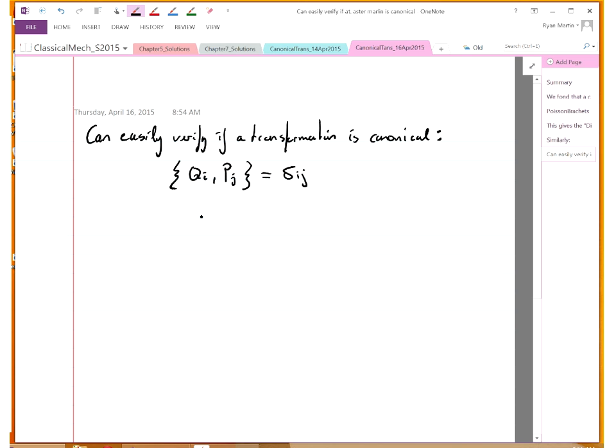So that Poisson bracket is delta ij, and the Poisson bracket of Qi with Qj, that has to be equal to the same Poisson bracket of, say, a capital Pi with a capital Pj, and that's equal to 0. So given the equations for Q's and P's, you can then evaluate the Poisson brackets. It doesn't matter which coordinate system you use to evaluate the Poisson brackets. And if you find that the Poisson bracket between a Qi and a Pj is delta ij, and all the other ones are 0, then the transformation is canonical. And that's a much, much easier way to verify if a transformation is canonical.